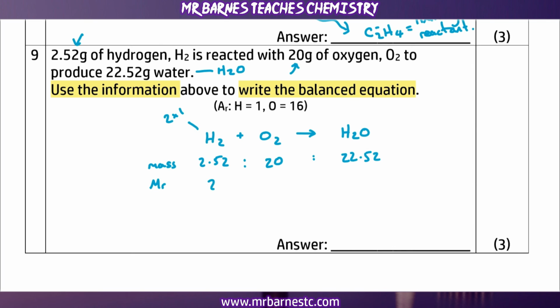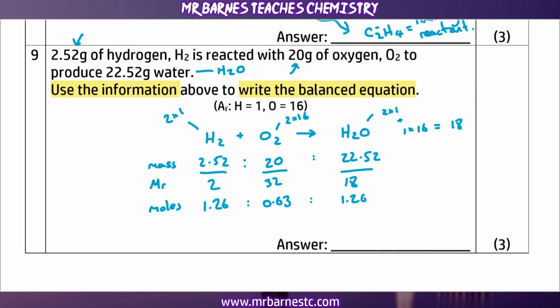H2, 1 times 2 is 2. O2, 2 times 16 is 32. H2O, 2 times 1 plus 16 comes to 18. And then my moles is mass divided by Mr, 2.52 divided by 2, 1.26. 20 divided by 32, 0.63. And then 22.52 divided by 18 is 1.26. All that's left is to divide by the smallest number, which is 0.63, which gives me a ratio of 2 to 1 to 2. Therefore, my balanced equation is 2H2 plus O2 goes to 2H2O.